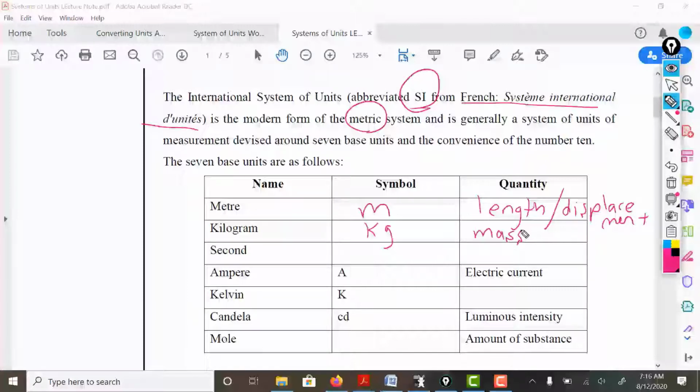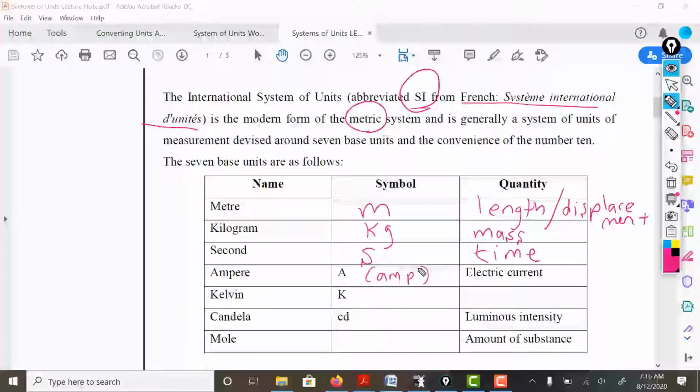We have the second, lowercase s. It's a measurement of time. The ampere, capital A, is electric current. The abbreviation of an ampere is an amp, so sometimes it's also listed as an amp. Yes, it is the same amp when you play electric guitar or you're talking about car systems, sound systems.